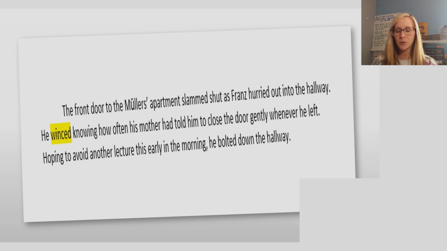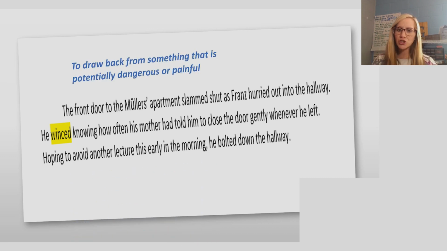I want to stop for a moment and talk about the highlighted word winced. I know it's a verb because it ends in ed and tells what he did. I used a resource and found that winced means to draw back from something that is potentially dangerous or painful.